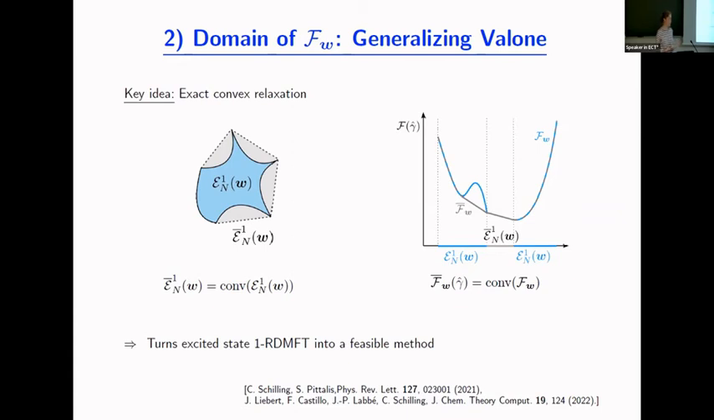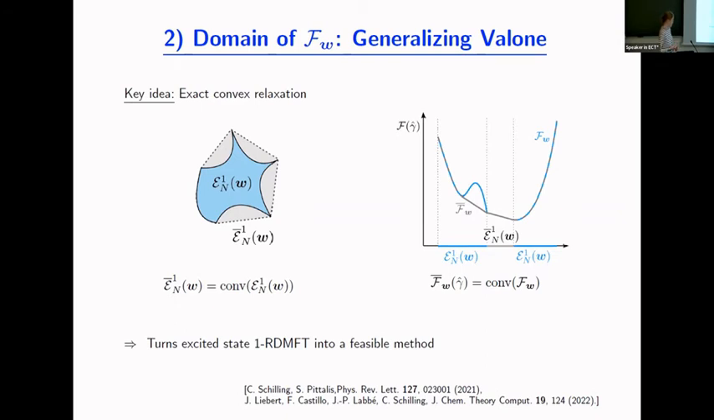Also here, we see that for W, the wave vector equal to (1, 0, 0, ...), so ground state 1RDMFT, this exact convex relaxation would again lead to Valone's formalism. And here, exact, something I should mention, just means that by applying this convex relaxation, we don't change the outcome of the energy minimization.